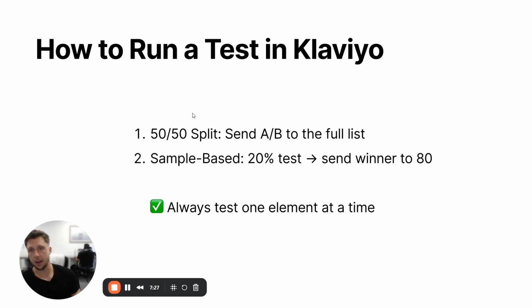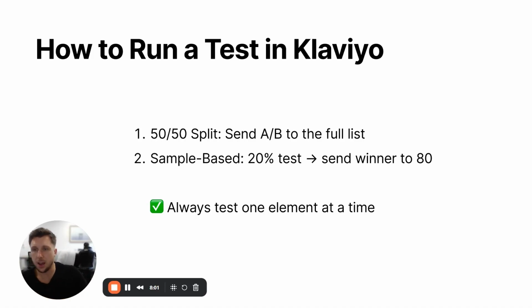How to run a test in Klaviyo. Two main ways. We have the 50-50 split test, where you send the same email to your entire segment and you split it evenly. Or in another case, it could be 33-33-33 for multivariate. And then you wait, you analyze and decide. Option two is a sample-based test, where you send to, say, a 20% sample, wait, say, 4 or 5 hours, and then you auto send the winner to the remaining amount.